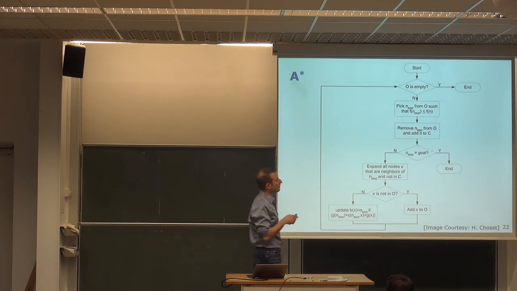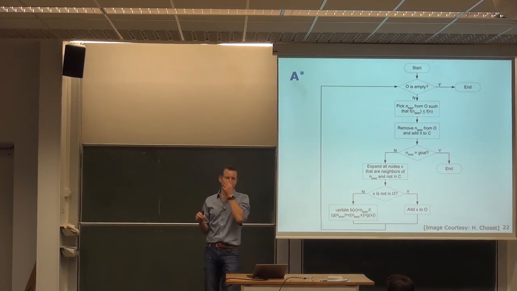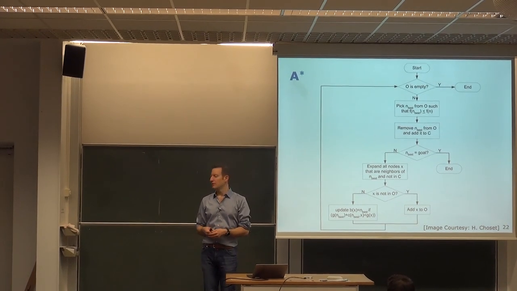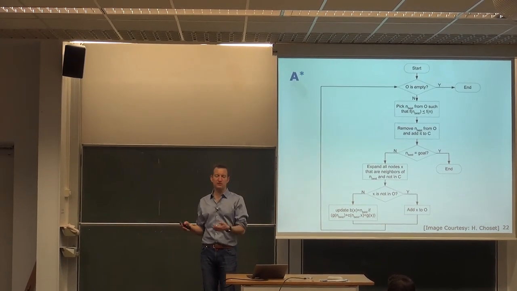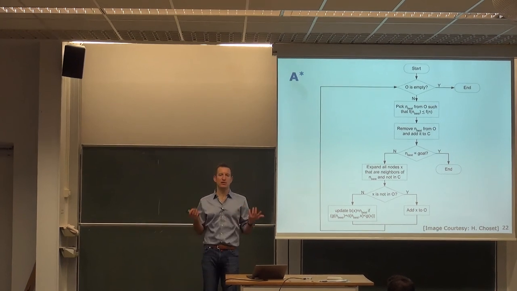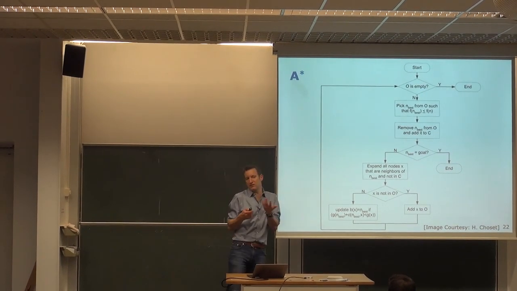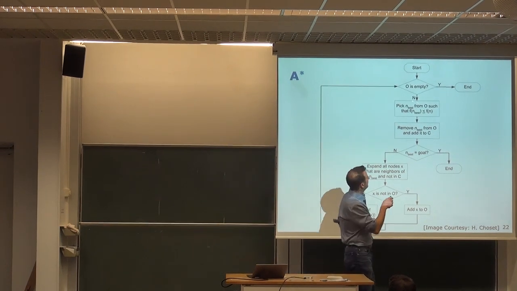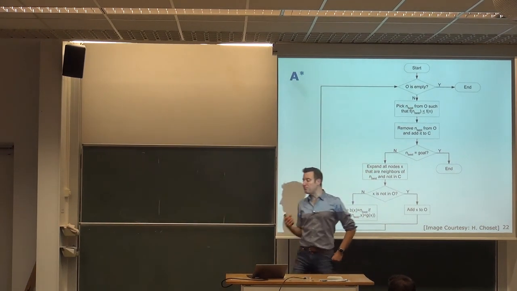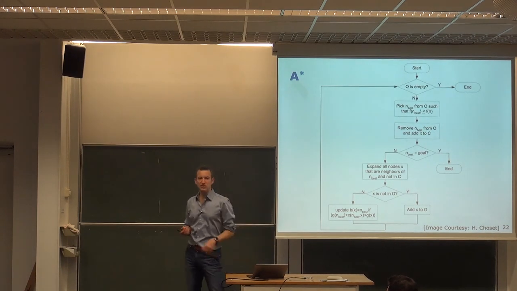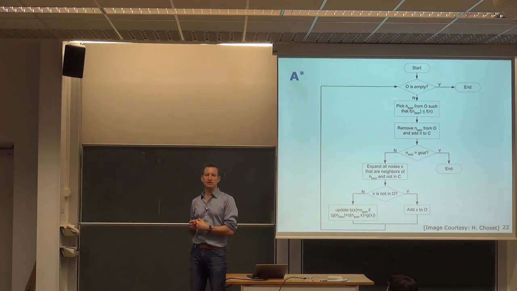Okay, so let's start with R. First ask, is the queue empty? The queue stores all the nodes I still need to take into account. If there's no further nodes to consider, I'm done. I searched my whole graph. There's nothing else I can do. I'm done. But typically, this is not the case, so the queue is seldom empty. What you do is you take out the best node out of that queue, the cheapest one, and cheapest according to F cost, so the one which has the best F cost.